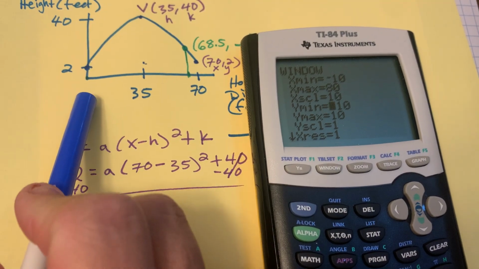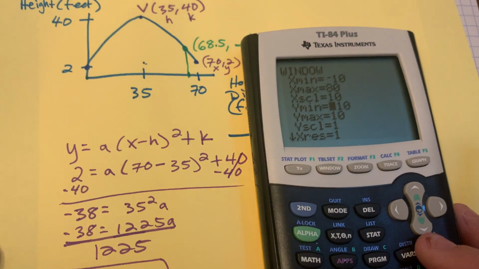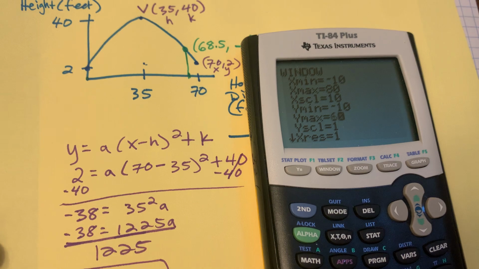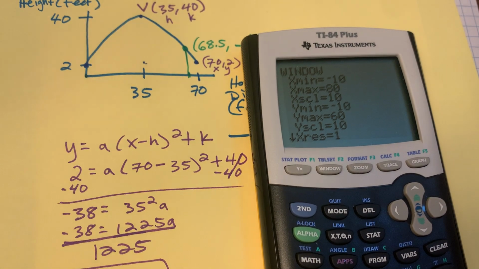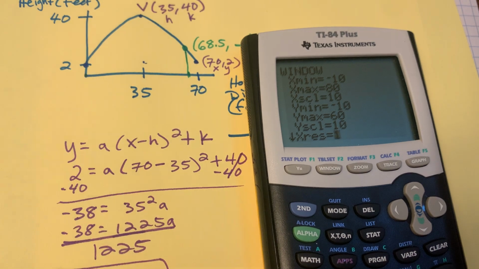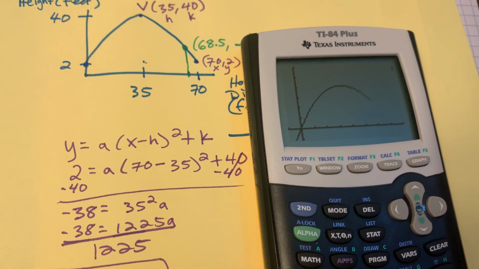Similarly, y min at negative 10 is fine. My max value is 40, so I want to go a little bit above that, maybe 60, and we'll change the scale to 10. That means every tick mark you see is going to be 10 instead of 1. I hit graph, and look at that. It's a pretty nice looking picture.